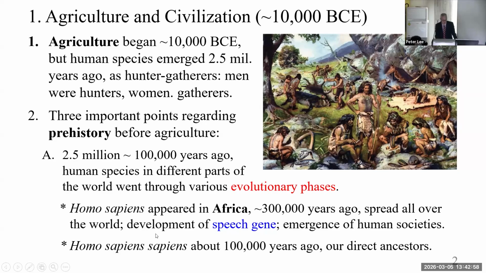But officially in the textbook way, we still say Homo sapiens. That was about 300,000 years ago. So that's including the Neanderthals. And then Homo sapiens sapiens is us. That's only about 100,000 years ago.